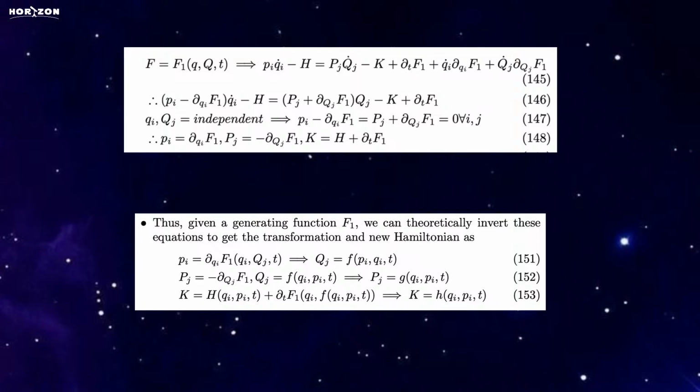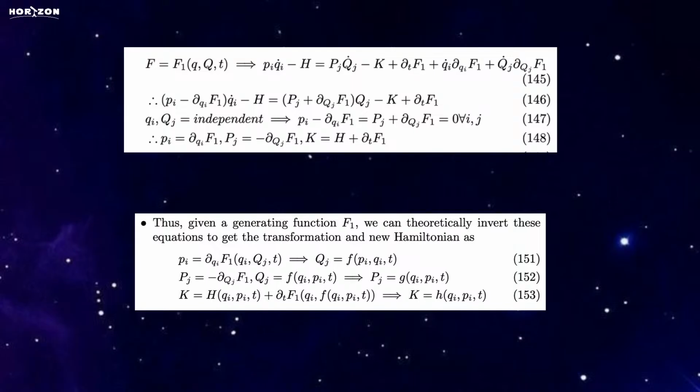We expand the material derivative into partial derivatives, group the similar terms together, and match their coefficients on both sides. This leaves us with a set of transformation equations. As we can see, these transformation equations extract the information out of the generating function on how the initial and final coordinates are to be mapped. Also, we can make an interesting observation that K equals H plus del f by del t.